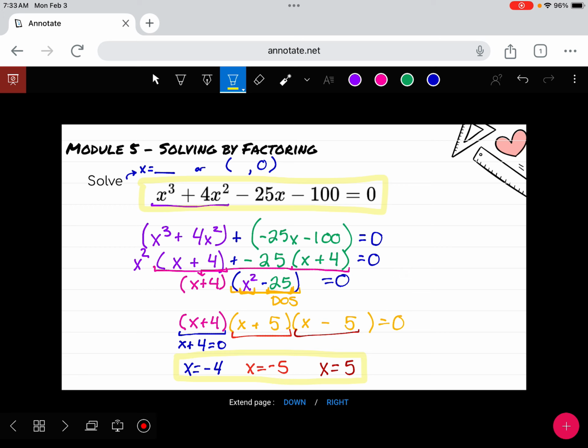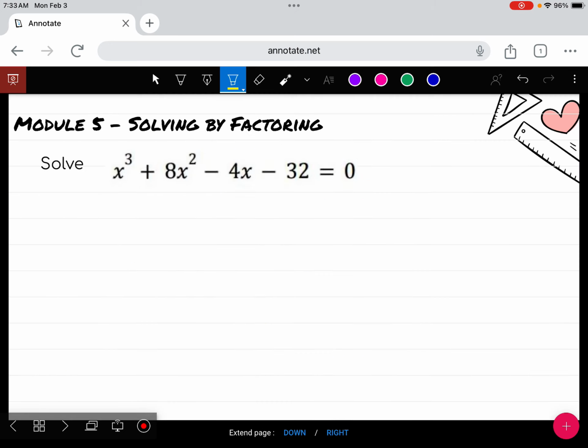Questions on this one? Because we're going to practice this a couple more times. Okay. Here's our next one, solving by factoring. We've got an x cubed plus 8x squared minus 4x minus 32 equals 0.